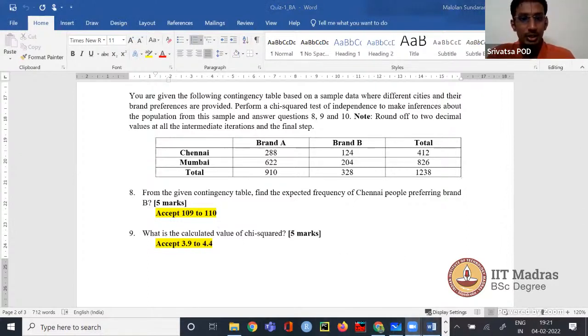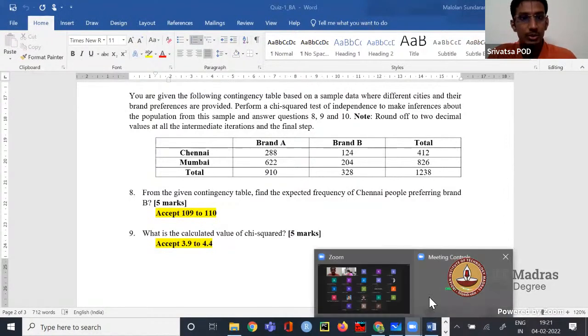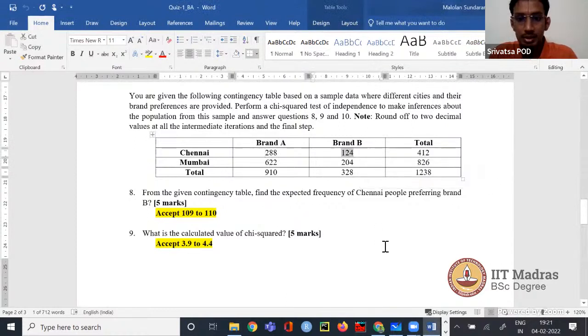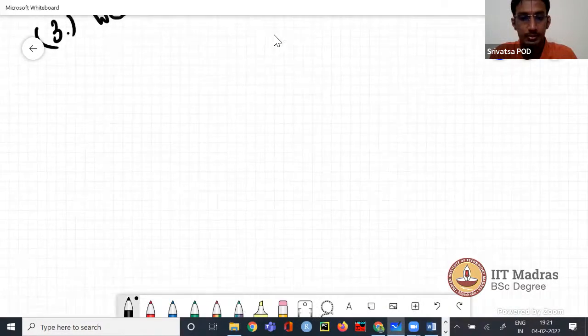So question number 7. This is a direct application of the chi-square test of independence, which we had looked at multiple times during our earlier live sessions as well. There was also a practice assignment question on this. The first question is to find the expected frequency of Chennai people preferring brand B. In that case, you go to the cell which has Chennai and brand B, multiply the column sum and the row sum and divide it by the total. In this case, it is 328 into 412 divided by 1238.